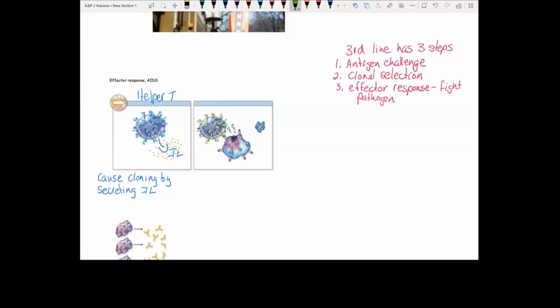Then we have cytotoxic T. Cytotoxic T interacts with body cells. Remember, an infected cell will display pathogen antigen. And if the pathogen antigen matches the TCR on that cytotoxic T, then it kills that infected body cell.